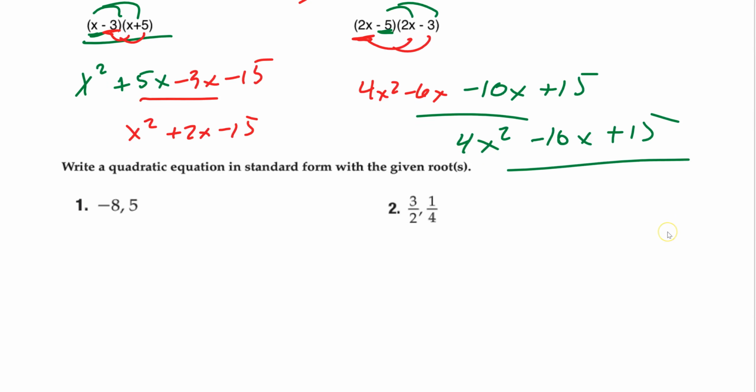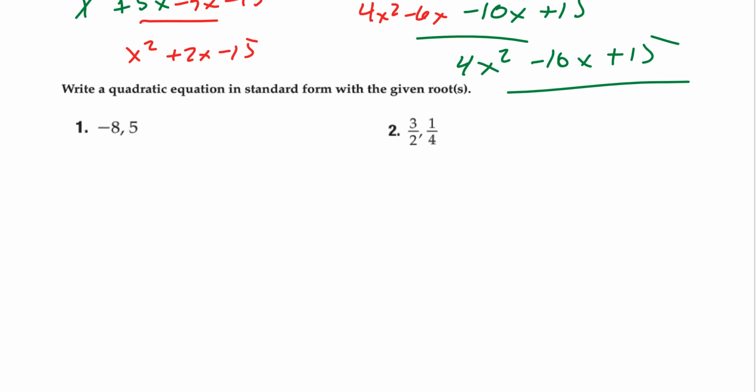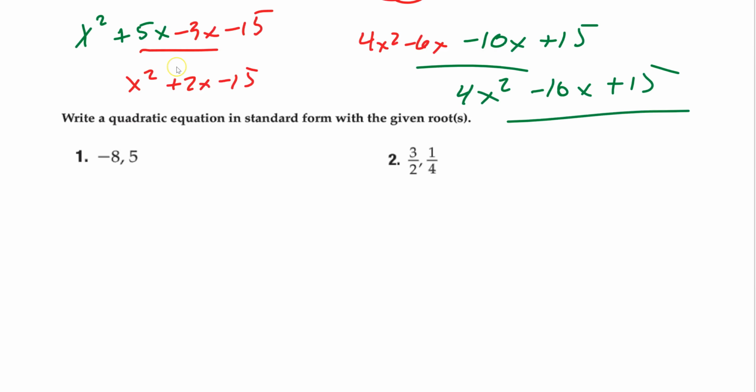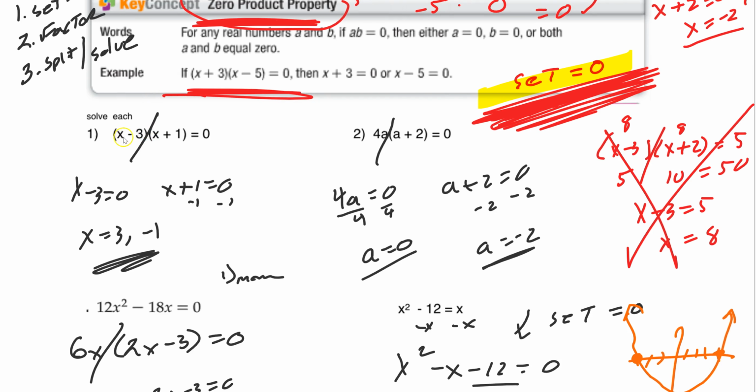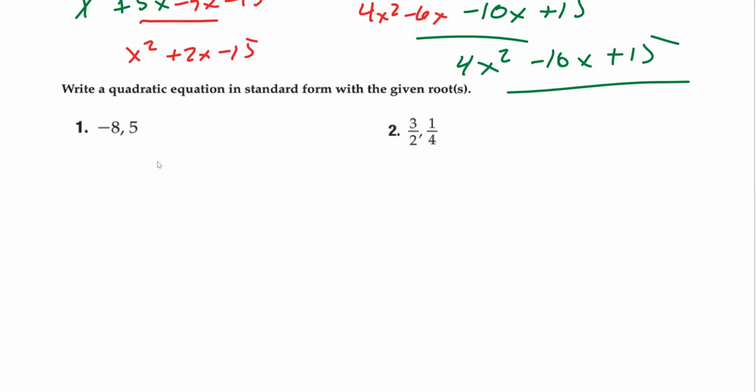Okay, now let's go backwards. Kind of like I talked about earlier, if I gave you this, we knew the answers are just opposite. If I gave you (x - 3)(x + 1), the answers were 3 and negative 1. What if I give you the answers, though? If these are the answers, they want to know what's the equation.